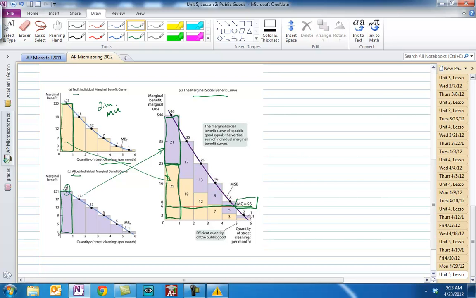So the total benefit to Alice and Ted, let's say for a second that Alice and Ted are the only ones on this street, the total benefit is the sum of their two individual benefits, so $46. This $46 represents the social benefit to providing this first street cleaning. The marginal cost of providing the street cleaning is only $6. So since 46 is way more than 6, clearly we should provide the first street cleaning.